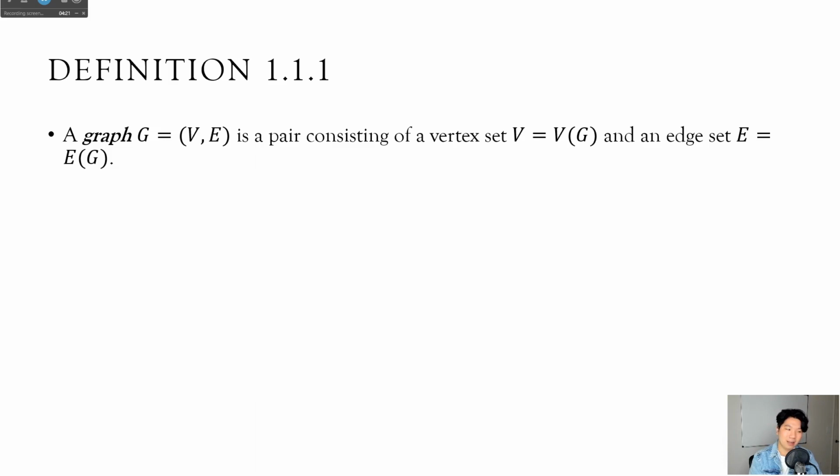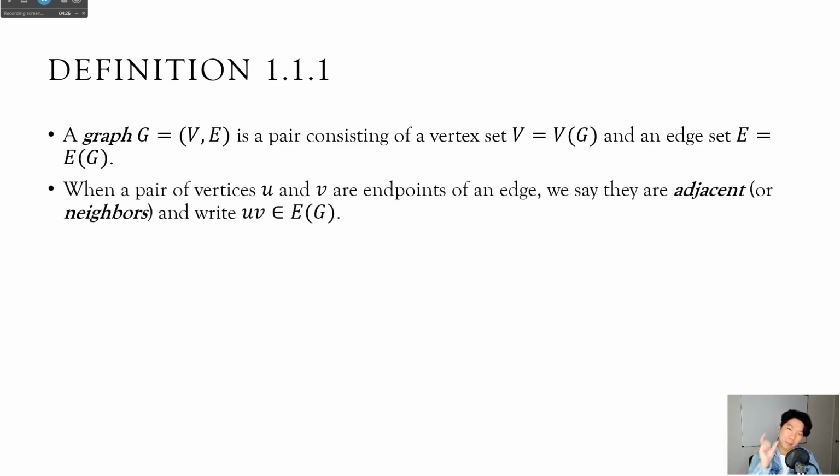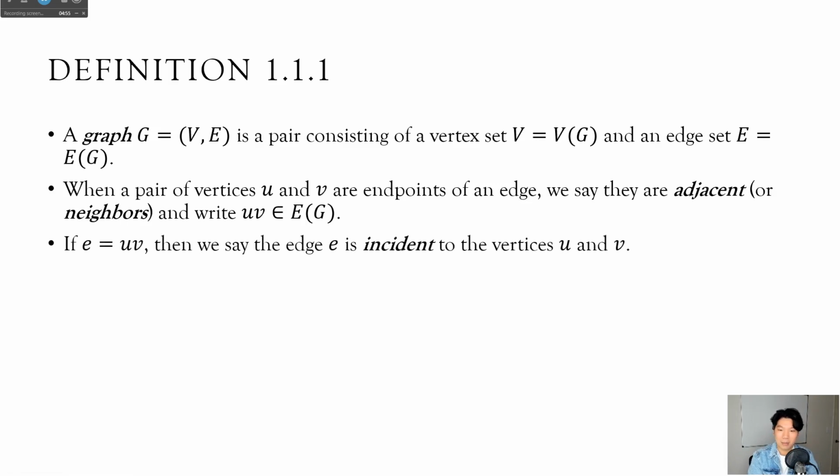Whenever I'm looking at a graph, there are some other definitions that we're going to bring up. If I have a pair of vertices, let's say U and V, and they're connected by an edge, then we can say that U and V are adjacent to each other. Or you might also hear me say that they're neighbors. U and V are neighbors. And if we do have an edge connecting the two, we can also write UV is an edge of E, or belongs to the edge set E. All right, and then what other definition should I put in here?